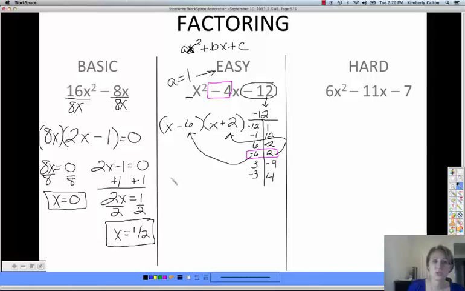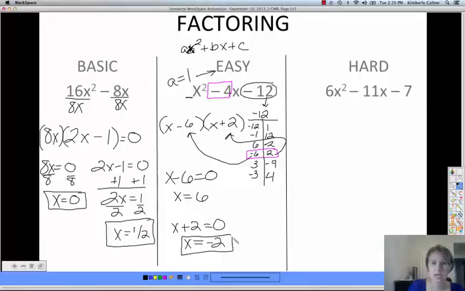If we wanted to solve and set it equal to 0, we would again use the zero product property and set each term equal to 0 and solve. So for this problem, we'd have x minus 6 equals 0, and so we'd get x equals 6, and we'd also have x equals negative 2 from that second parenthesis being set equal to 0.